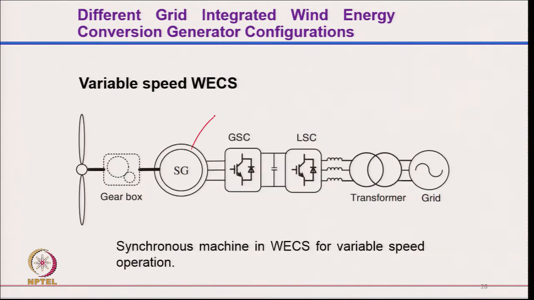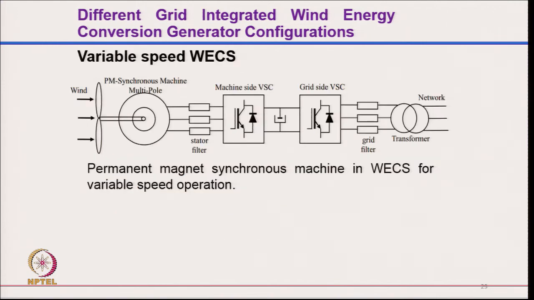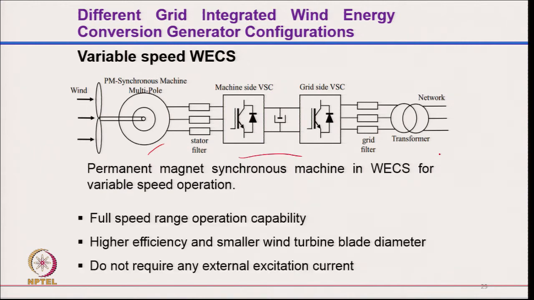Similarly, for the synchronous generator, we again have the gearbox, of course, in a salient pole machine, Enercon is not using the gearbox, otherwise in all cases there is again a double converter and power is put to the grid. Then people have a permanent magnet synchronous machine, again with a double converter putting power to the grid. And of course, because you have a converter, you can have a very wide speed range, a high efficiency with a smaller wind turbine blade diameter, and it does not require any external excitation, because it is a permanent excitation here.